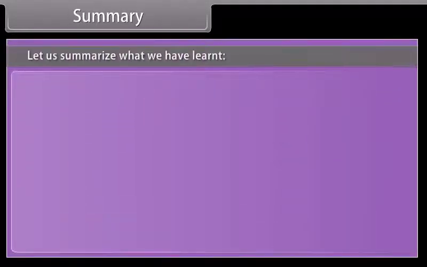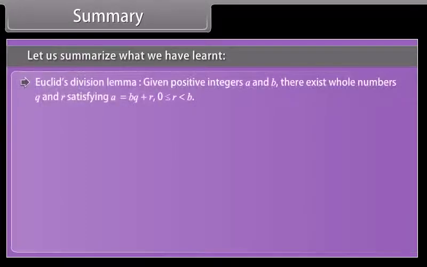Summary. Let us summarize what we have learned. Euclid's division lemma: given positive integers a and b, there exist whole numbers q and r satisfying a is equal to bq plus r, where 0 is smaller than or equal to r, which is smaller than b.